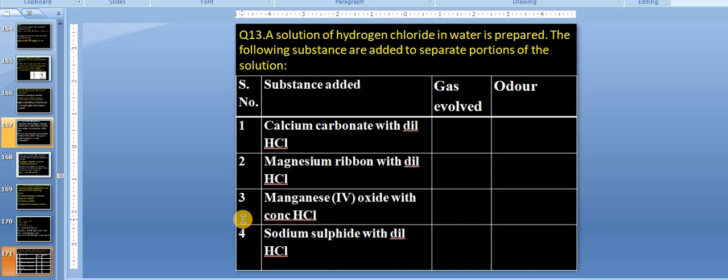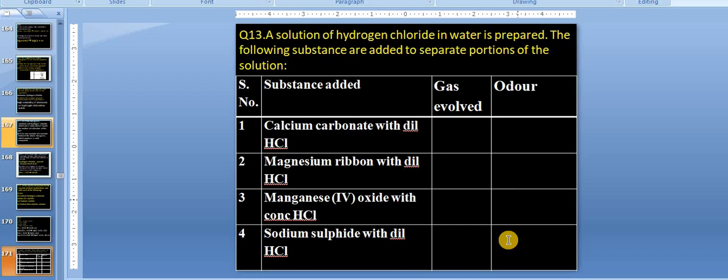So if you are able to detect, because these questions will be coming in the exam, you can simply say that this comes in practical chemistry. Okay, now the last, the odor. So calcium carbonate with HCl, the gas was carbon dioxide, odorless. And magnesium, hydrogen is there, hydrogen also odorless. Manganese plus HCl, chlorine, what would be the odor? Can you please tell? Pungent would be the odor for chlorine. Chlorine will be having a pungent odor.